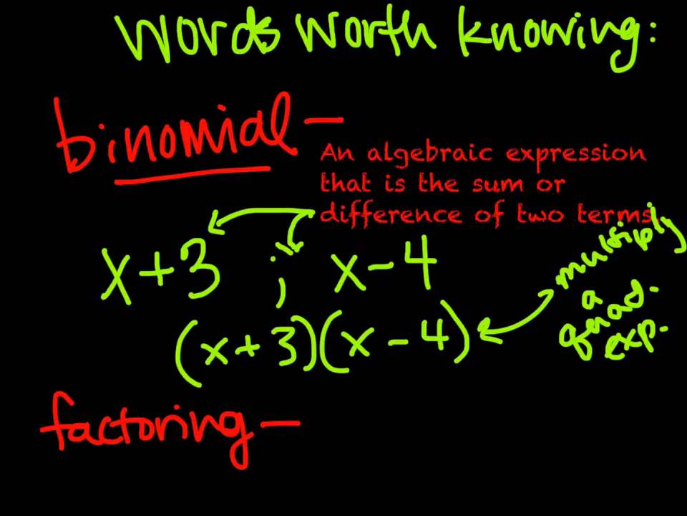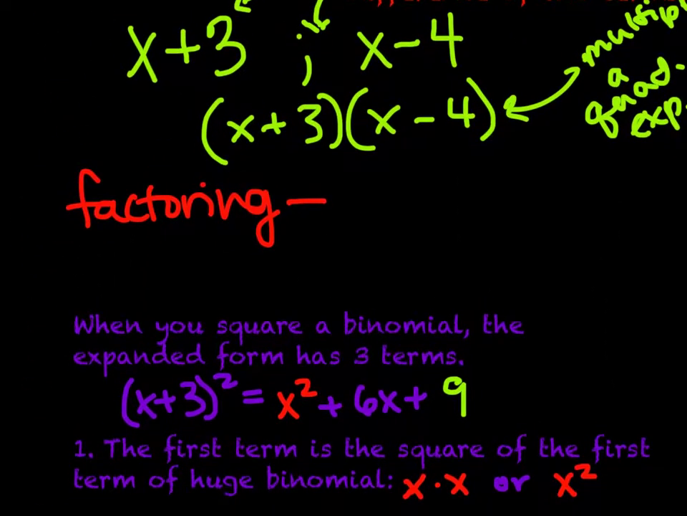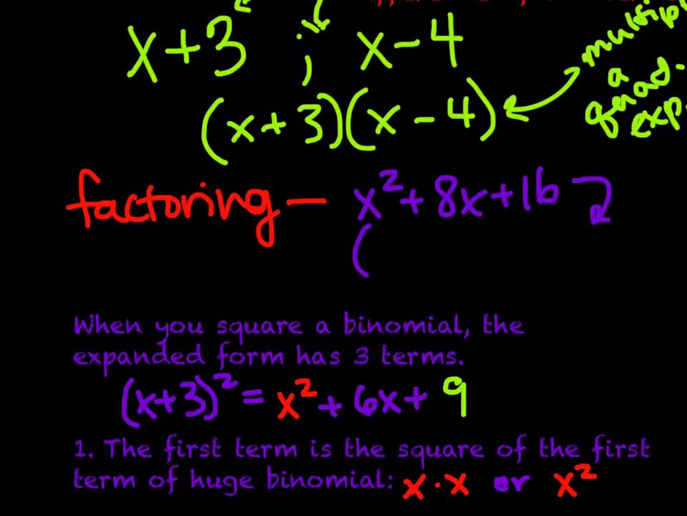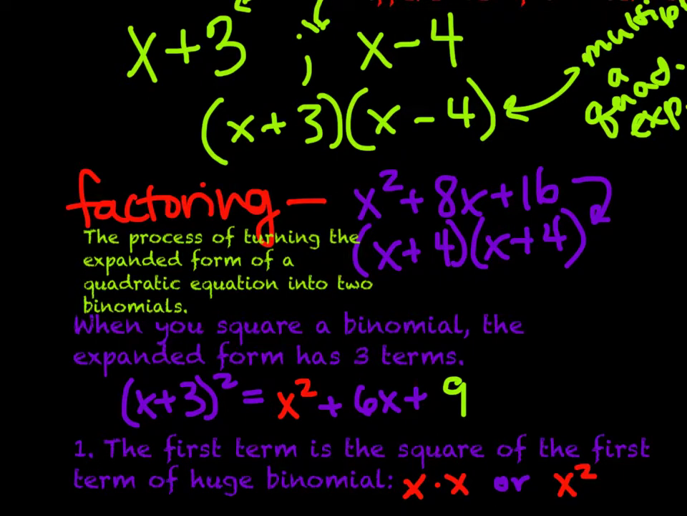Our next word worth knowing is factoring. Factoring is the process where we take something like this, x squared plus 8x plus 16, and turn it into two binomials of x plus 4 times x plus 4. So factoring is the process, and I'm going to type this out, just one moment. All right, so it is the process of turning the expanded form of a quadratic expression into two binomials. So it's going from this to this, and we're going to learn how to do that.